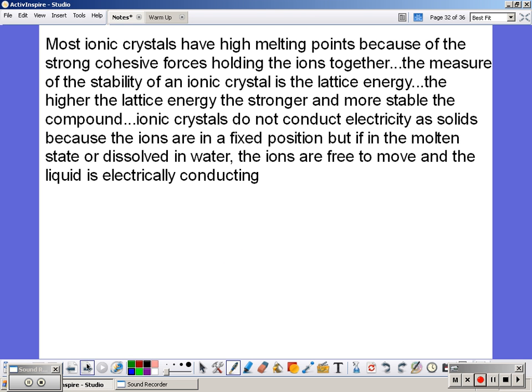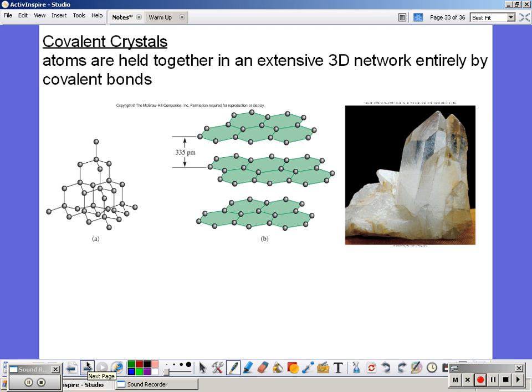Covalent crystals are atoms that are held together by an extensive 3D network entirely by covalent bonds. These tend to be made of carbon or silicon. So in picture A, that's actually a diamond with the tetrahedral shape around the carbon. In picture B here, we have graphite, which is trigonal planar.